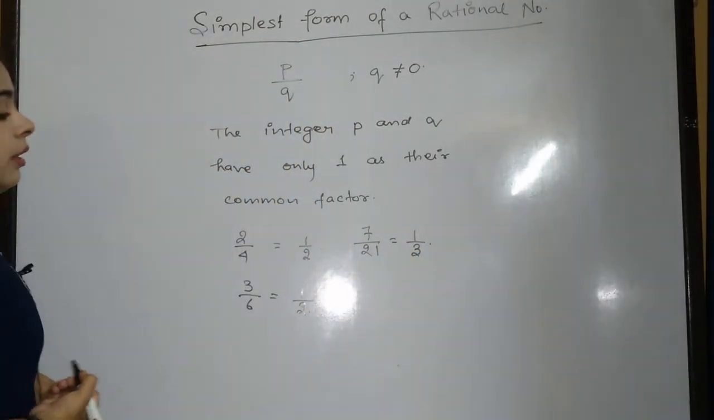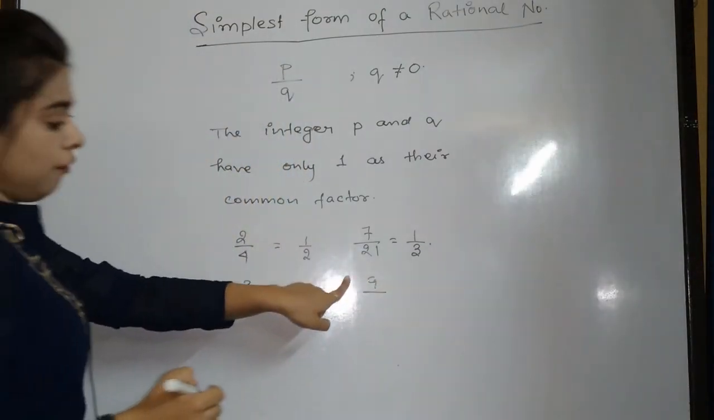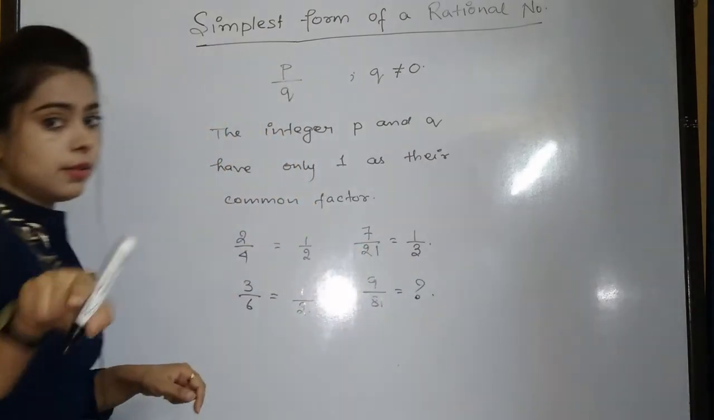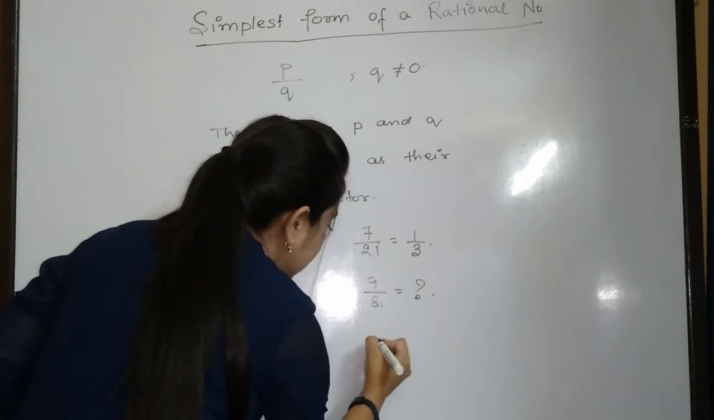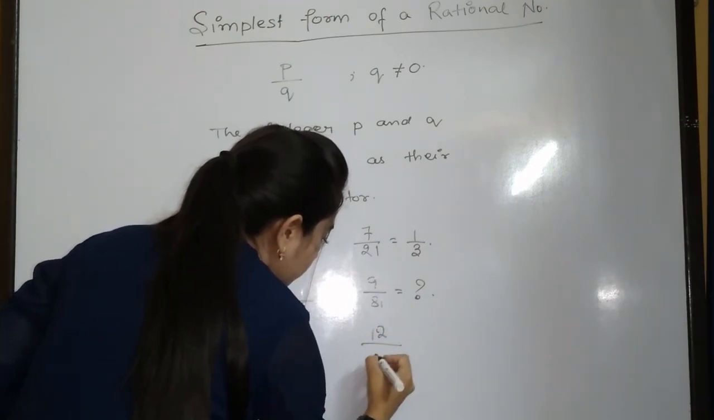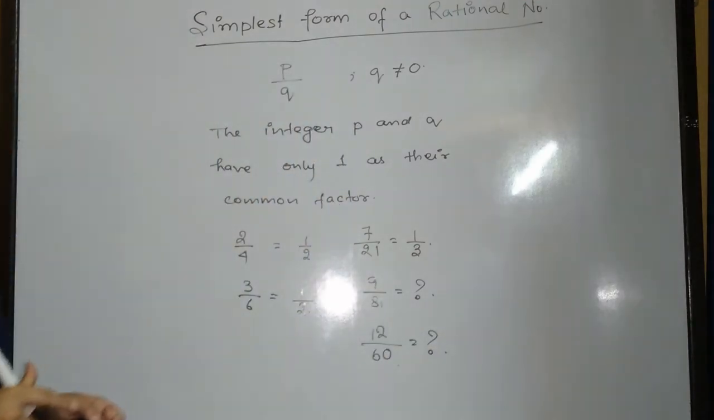Okay, now you solve this question. What will be the simplest form of this rational number 9 by 81? Write the answer below. Let me give you one more. Find these two and write the answers in the comment box.